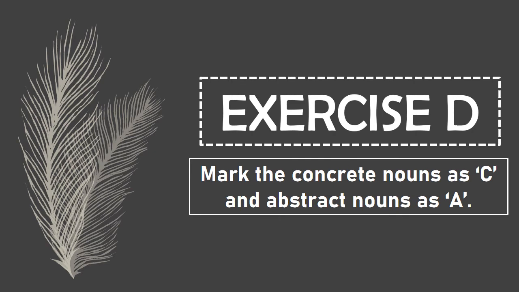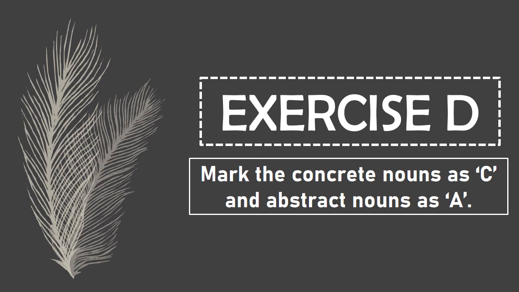The next exercise is D, which is based on the new classification of common nouns. Mark the concrete nouns as C and abstract nouns as A. In the previous slide, we wrote U for uncountable and C for countable, so don't confuse these two Cs. Here C is for concrete noun, and there it was for countable nouns.